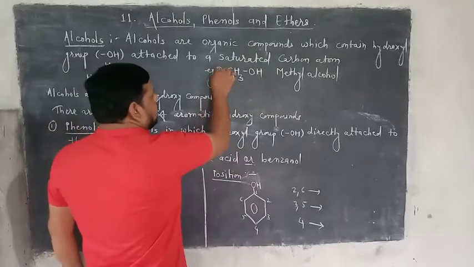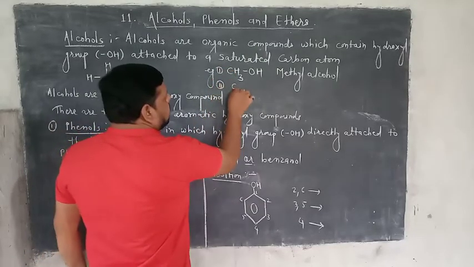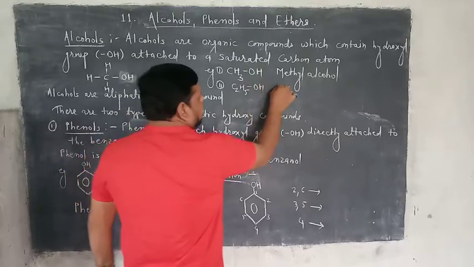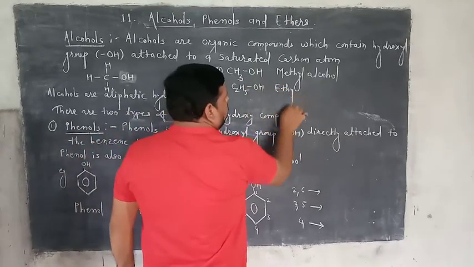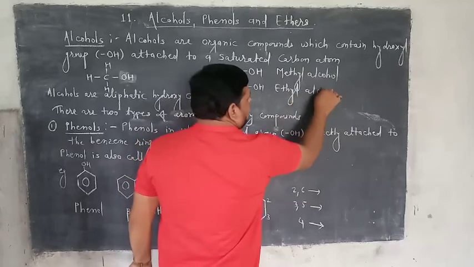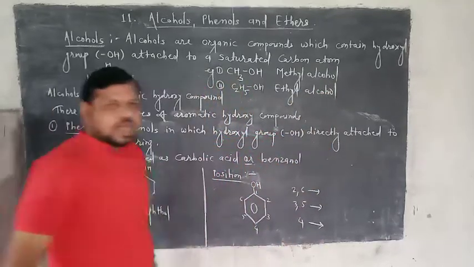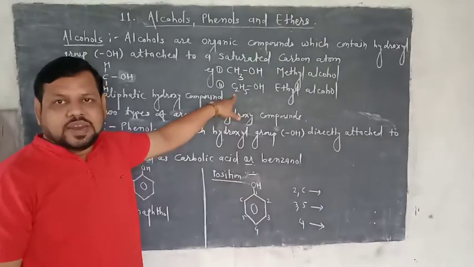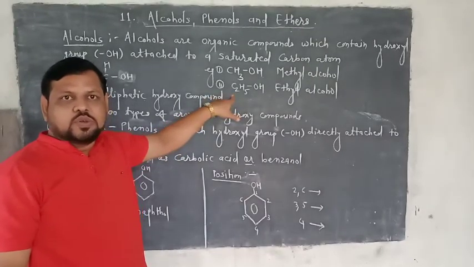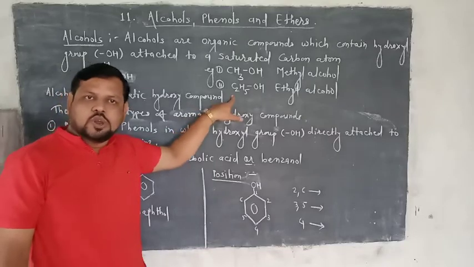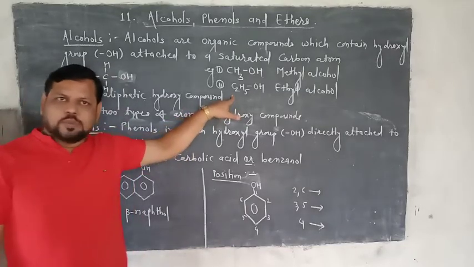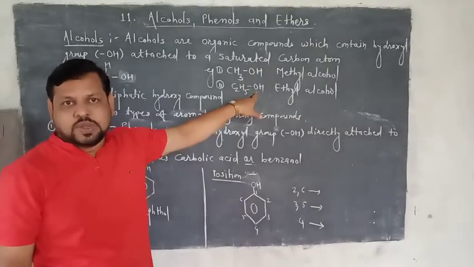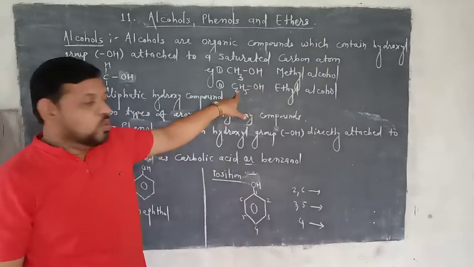Second example, C2H5OH, that is ethyl alcohol. This ethyl alcohol is formed from ethane. As you know, C2H6 is the molecular formula of ethane, and from ethane, one hydrogen atom is replaced by the hydroxyl group, then it gives the ethyl alcohol.